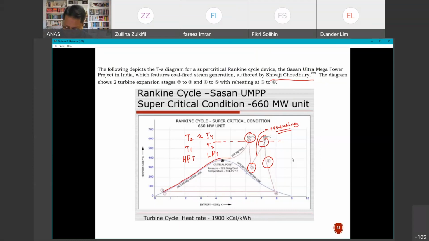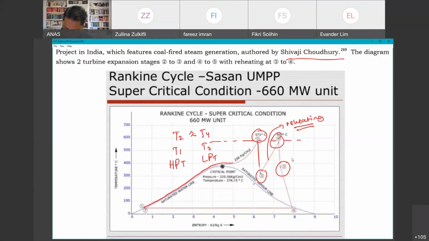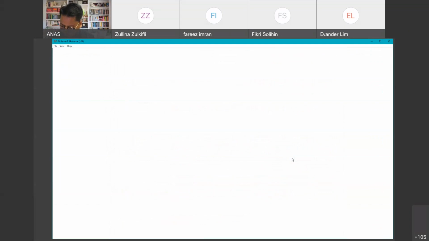So reheating: the high pressure turbine goes down and then goes back to almost the same temperature. But because this is line 1, line 2, and line 1 is higher than line 2, we get P2 higher than P1. Or is it P1? Sorry, P1 is higher than P2. So that's about reheating and supercritical.